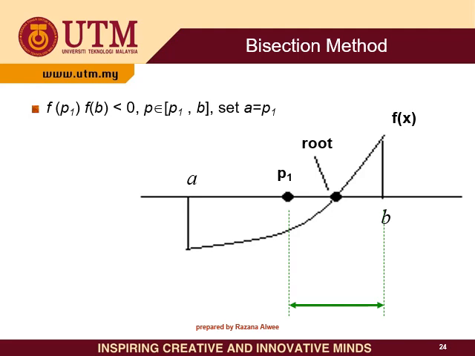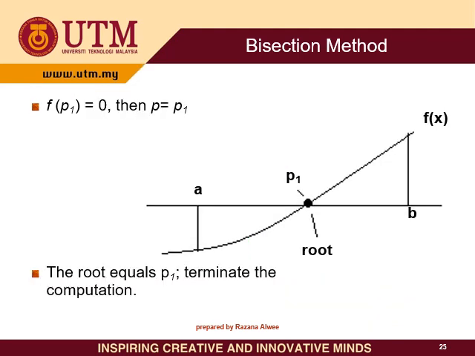Alright, this is the second possibility where f(P1) times f(B) is less than 0. So this one is negative. So we have our A, and then P1 will be our new A, which is A1 for the next iteration. And then we will have this as our A and B for your next iteration.